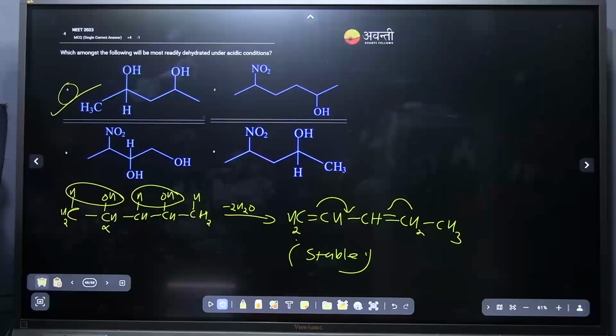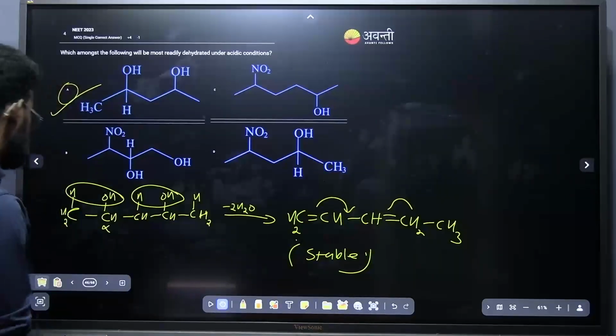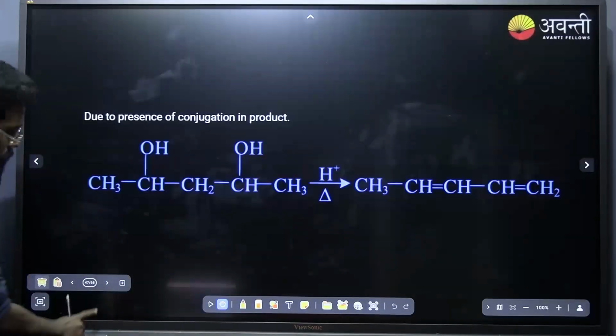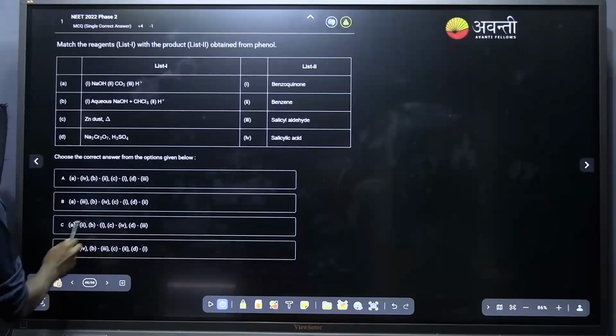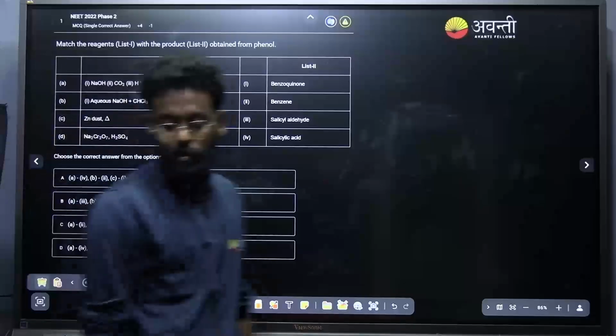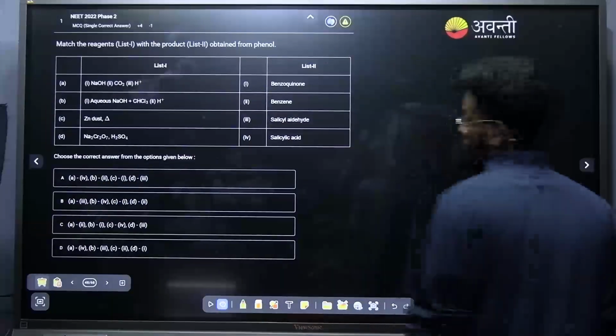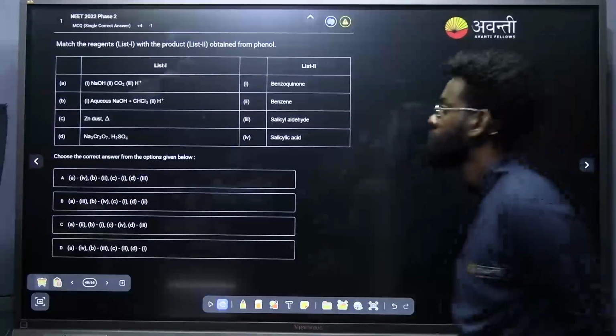Is it clear, Sakshi? Yes, sir. We'll be moving to the next question. Tell me the answer for this one. Everything is mentioned in the table. Just identify what is the reaction happening here. What is the name of this reaction?